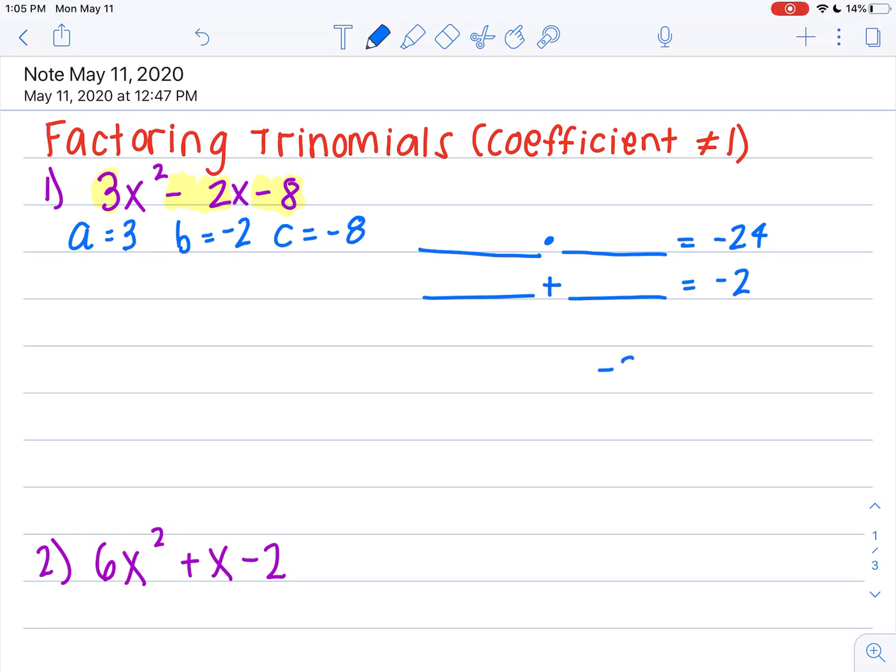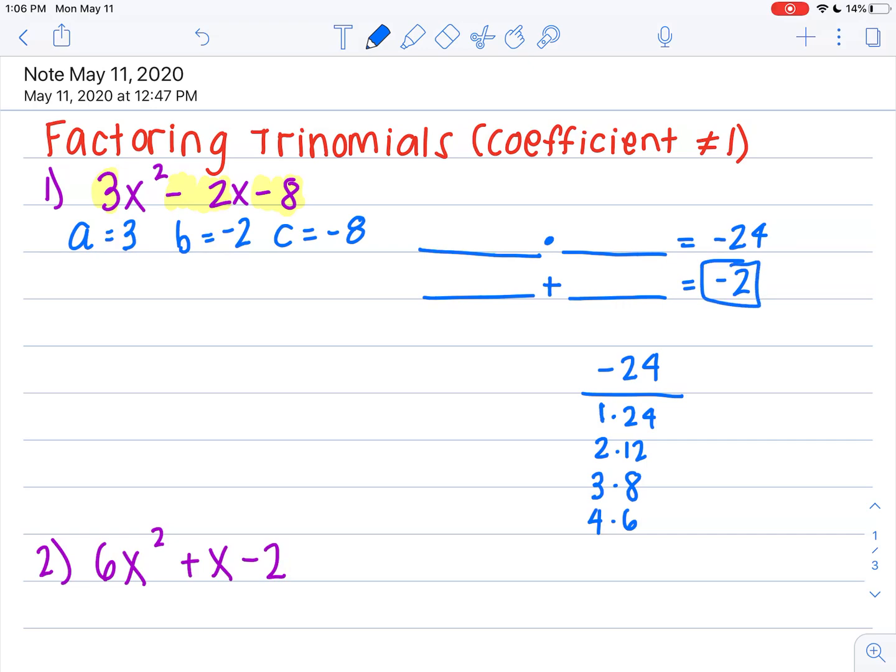Okay, so we are going to look for the factors of -24. So we have 1 times 24, right? We have 2 times 12. I know I have to make one of them negative, so we're going to get to that, but just give me a minute. 3 times 8, 4 times 6. Those are the only 4 factors. We can't do anything else.